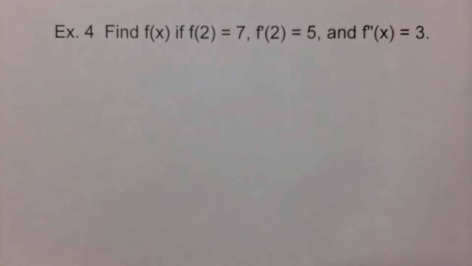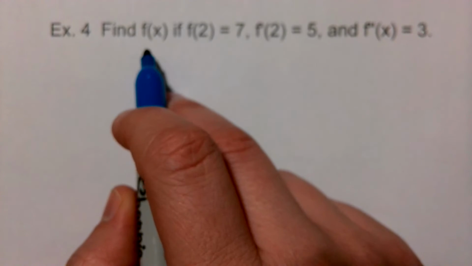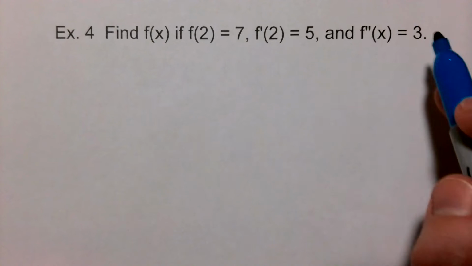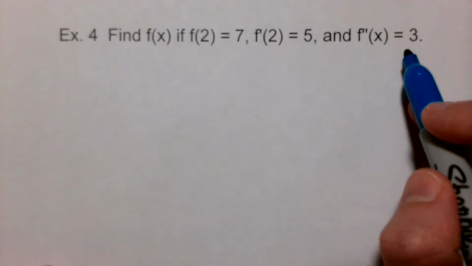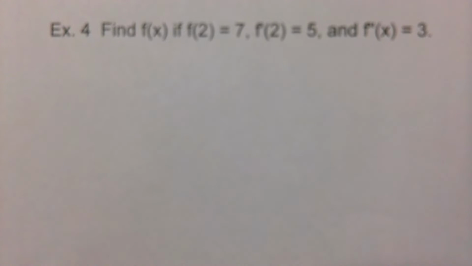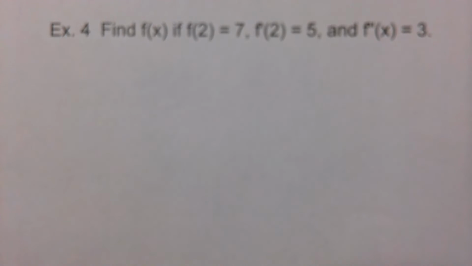Okay, one more example, and for this one we're going to be able to go a step further because we are looking for f of x. They give us ordered pairs on f and on f prime, but the function that we start with is f double prime. So in this case, just like when I start with f and I'm going to f double prime, I have to differentiate twice. To go from f double prime to f, I will have to integrate twice.